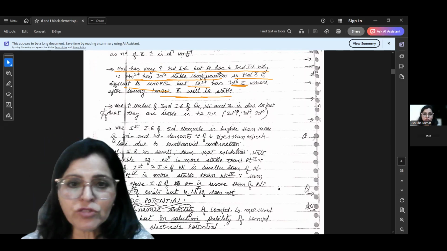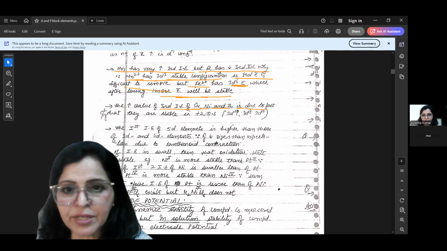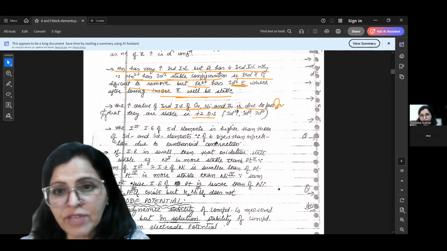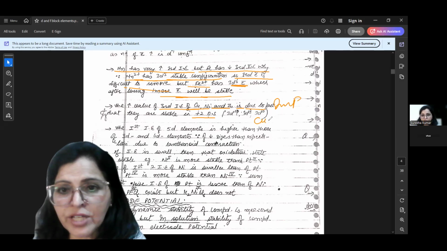The higher value of third IE of copper, nickel and zinc is due to the fact that they are stable in +2 state. This is once again a very important question. One more question is there: the configuration of copper or nickel or zinc.